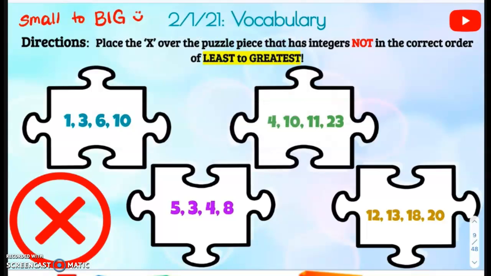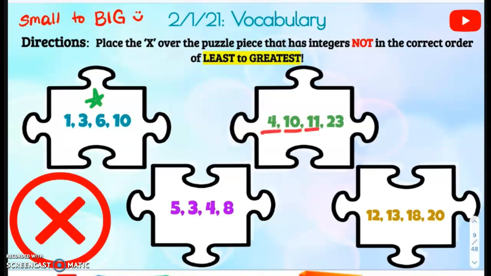So the first one we have 1, 3, 6, and 10. Are those in order from least to greatest? Well, let's see. We have 1, 2, 3, 4, 5, 6, 7, 8, 9, 10. Yep, that one's good to go. Star.